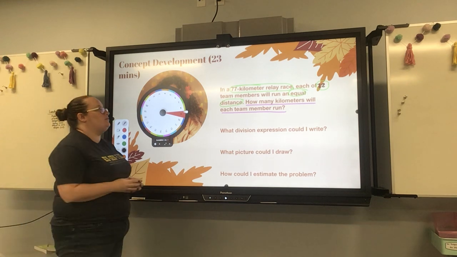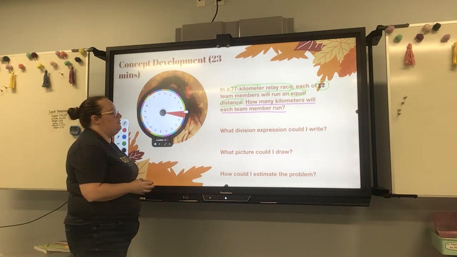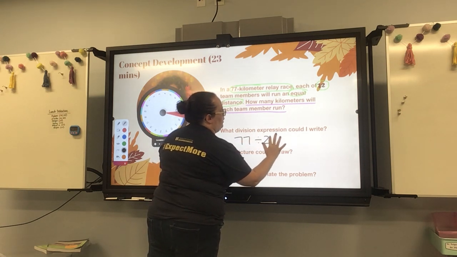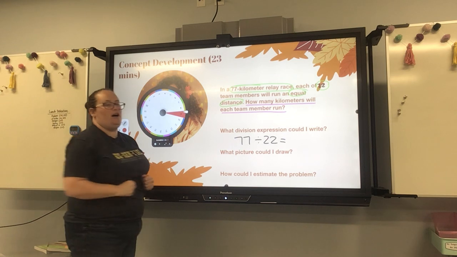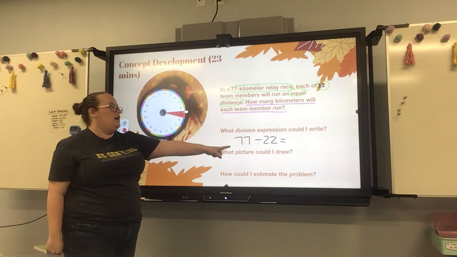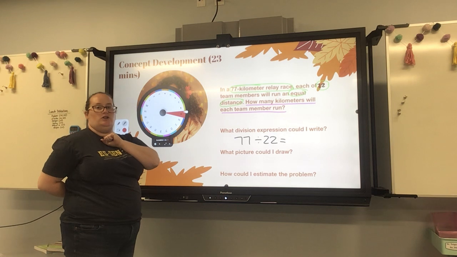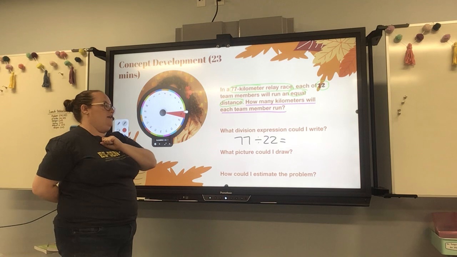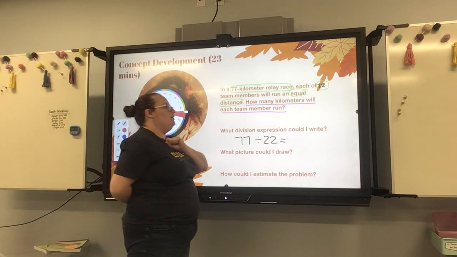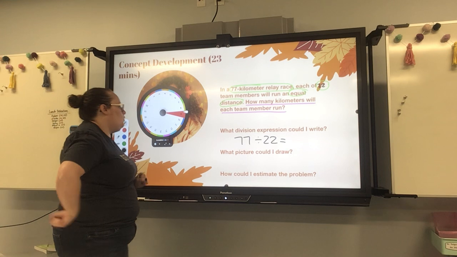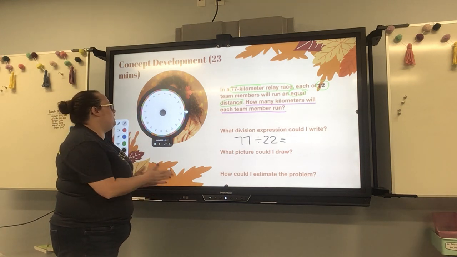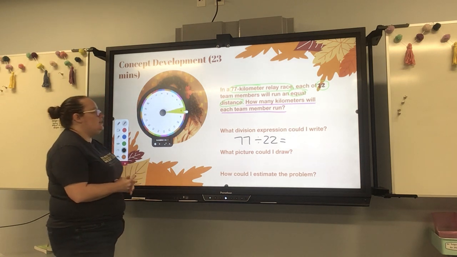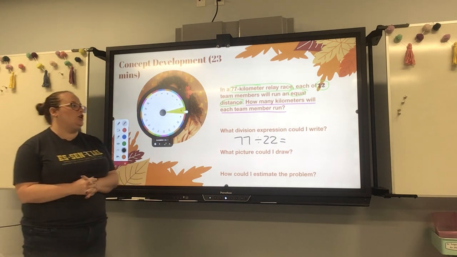What's the division problem I could write? I would write 77 divided by 22. 77 altogether is my dividend. 22, everybody altogether, is my divisor. And we are trying to figure out our quotient. What picture could I draw? So let's see, number 8. Number 8, what picture could I draw?